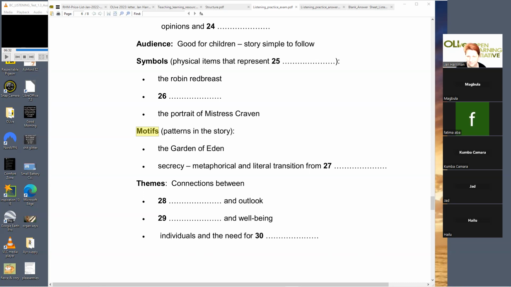Okay, 28, I'm not sure about it. I think it's health. Yes, it was health. He was talking about the connections between one thing and another. And yes, it was health and outlook. Did you get 29? What contributed to well-being? Physical well-being. Strength. Yes, it did talk about their physical and mental well-being.